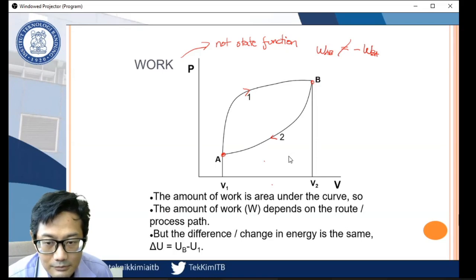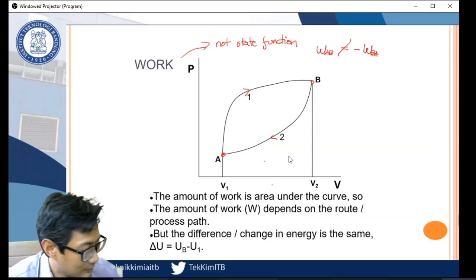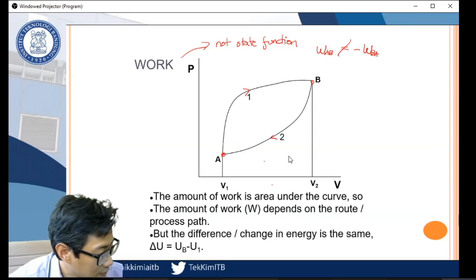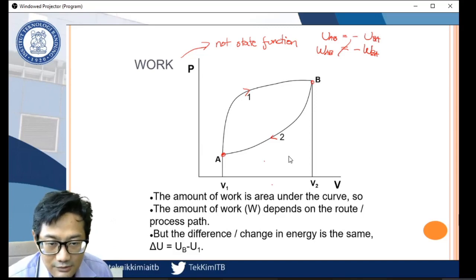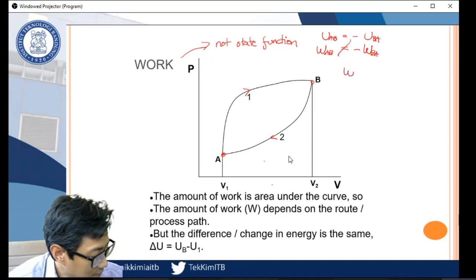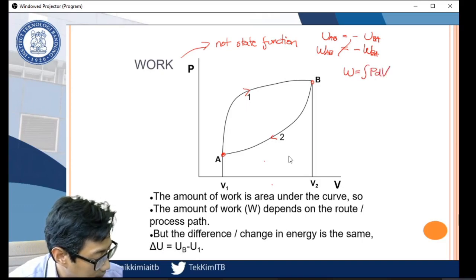Okay, but for internal energy, that one is correct. So U_AB is equal to minus U_BA because U is a state function. And remember, work itself is integral P dV for a closed system.